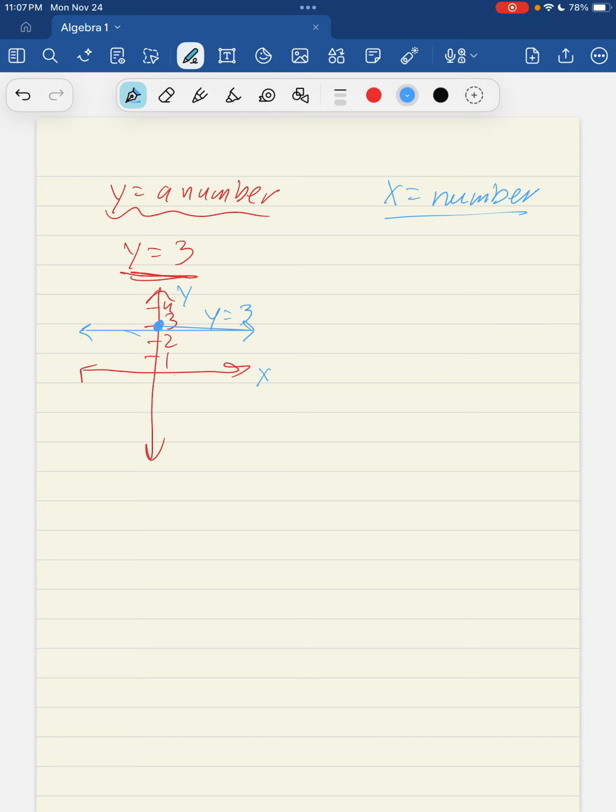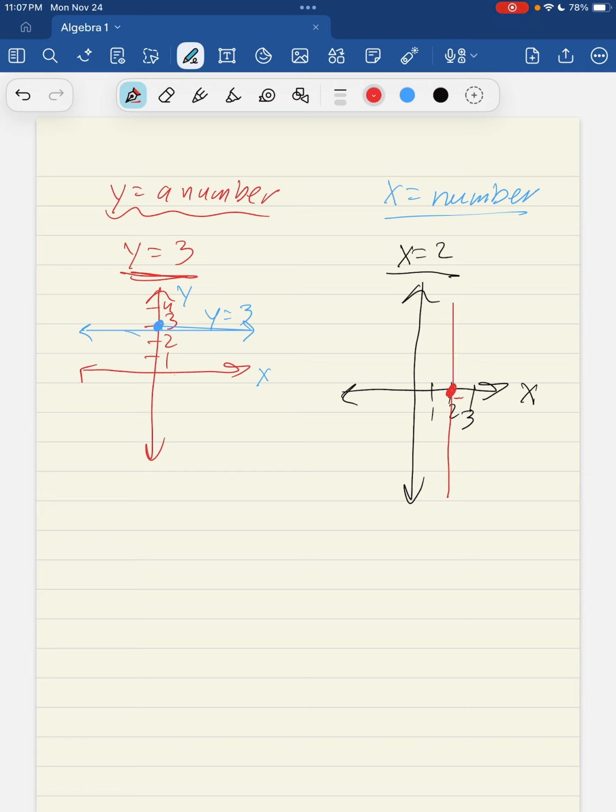Now, the x. Let's go x equals 2. It uses the same principle, but it's just different. Why is it different? Because we are moving along the x-axis this time, because x equals 2. So we go to where x equals 2, right here. And this time we're going to go up, down. We're going to do a vertical line, okay?